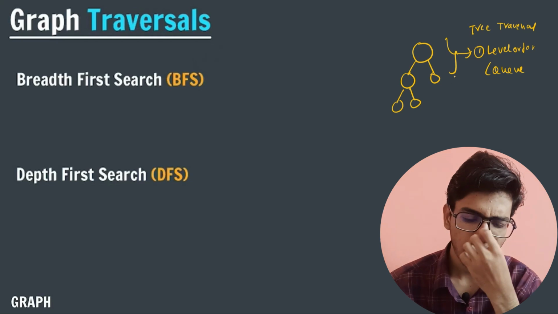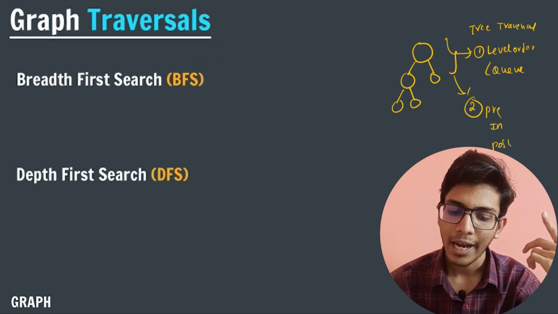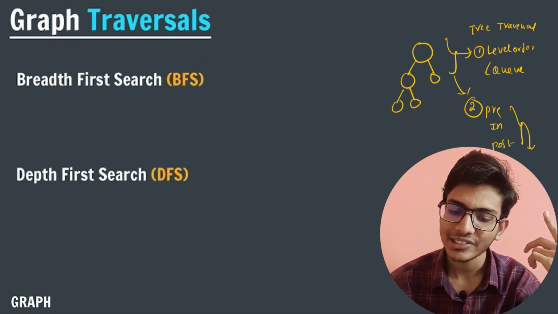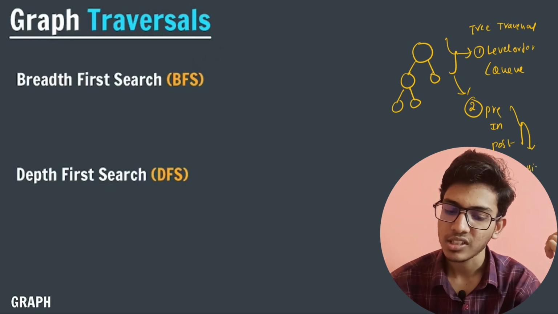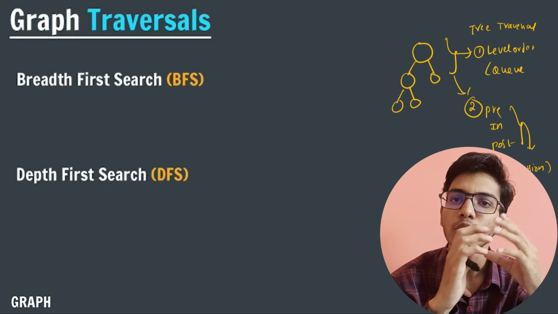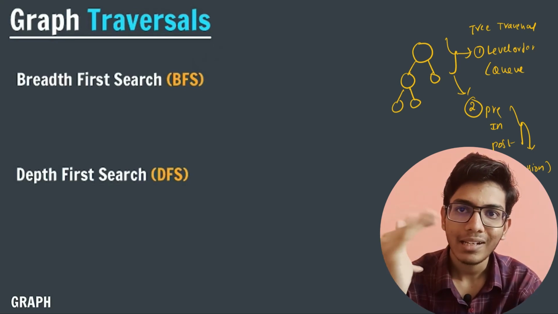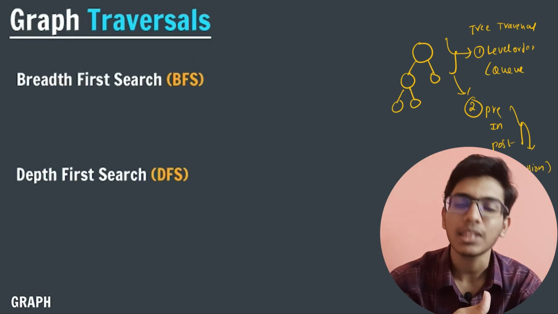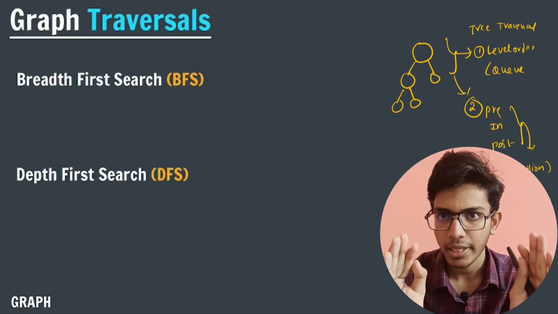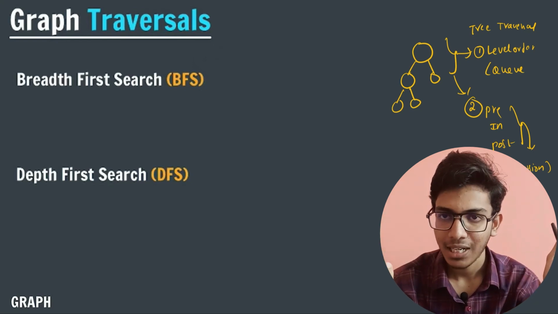The second type of technique we use to perform tree traversal is pre-order, in-order, and post-order traversal, and these are recursion based techniques. In these we use the concept of recursion, and we don't travel level wise, we go into the depth of the tree. Similarly, in graphs we have 2 traversal algorithms.